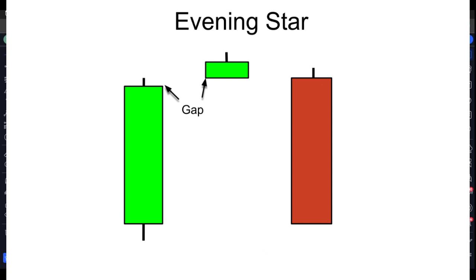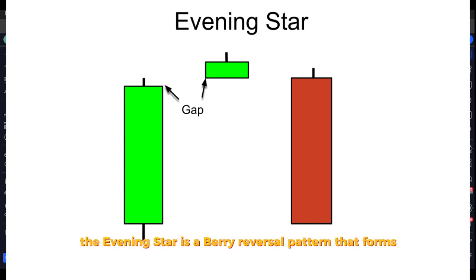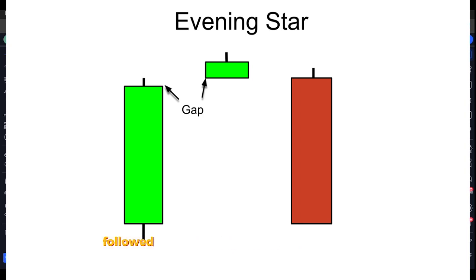Evening star. The evening star is a bearish reversal pattern that forms at the top of an uptrend. It consists of a long bullish candle followed by a small candle with a higher body that gaps up, and then a long bearish candle that gaps down. This pattern indicates that sellers have taken control and a reversal is likely.